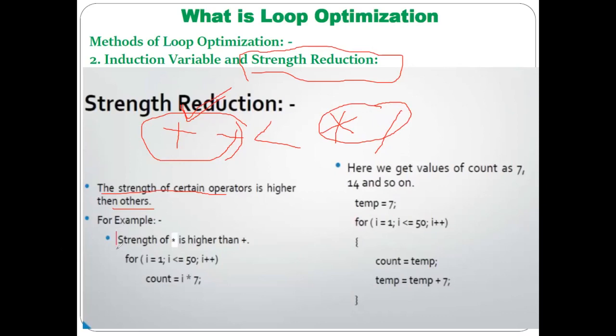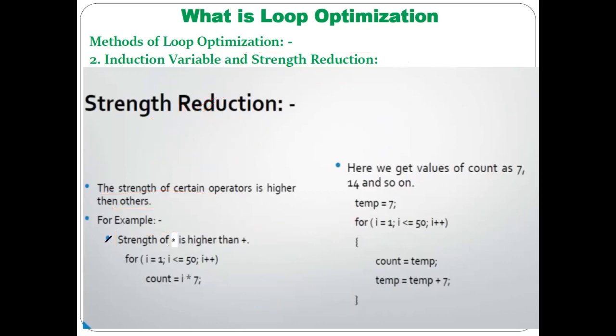For example, let's see. Okay, and this replacement of the operator must be done in such a way that the final output of the program will not get changed. The final output of the program should remain unchanged. Suppose now in this example, you can see the strength of the multiplication operator is higher than the plus operator. So in this example, for I equal to 1, I less than equal to 50, I plus plus, count equal to I into 7.